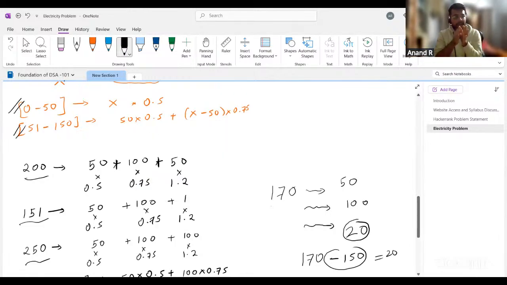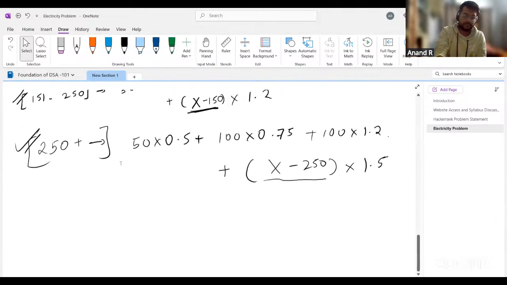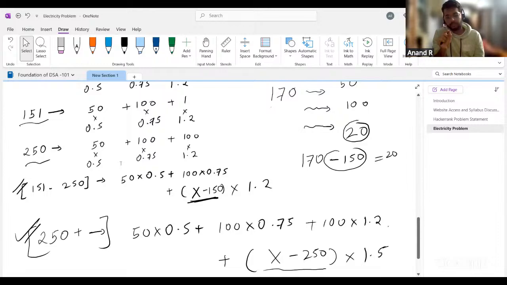So first of all, I have to identify which formula to apply in order to compute the electricity bill, because there are four different formulas. And for that, I should know what is the value of x. If x is between 0 to 50, then first formula. If it is between 51 to 150, second formula. If it is greater than 150 but less than 250, third formula. And if it is greater than 250, the last formula, right? So there are four formulas based on the value of x.